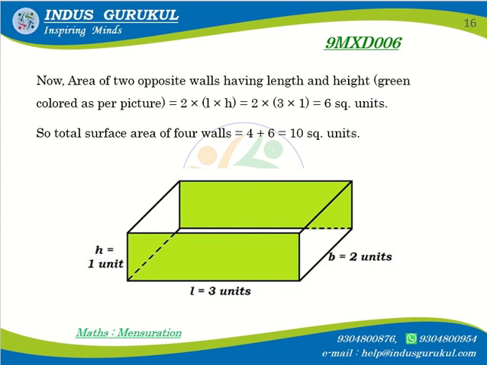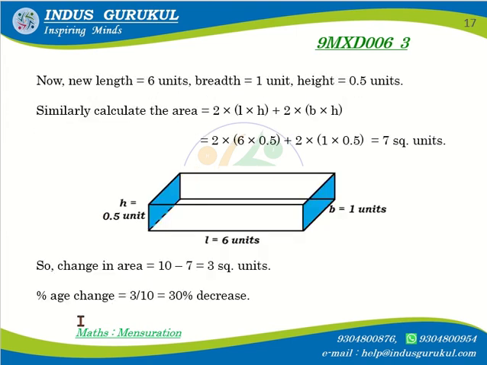Now after changes, let's say this is the new dimension where the length has been doubled, the height has been halved and the width is also now halved. Similarly calculate the total surface area, and this is now 7 square units. So earlier it was 10 square units and now it is 7 square units. So what's the reduction? 3.